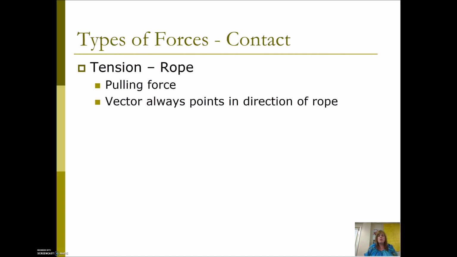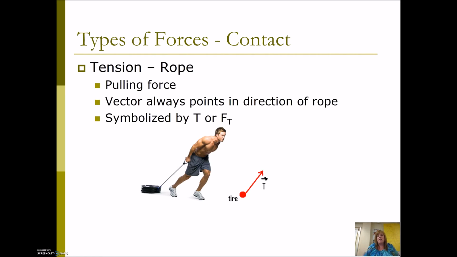The symbol we use for tension, you can use a capital T, you can use an F sub T. I usually use F sub T, but the vector always points in the direction of the rope. So when I pull up on this container, the vector points up along the rope, so up in this case. With this guy pulling on this stack of weights, which I call the tire, but it really looks like a stack of weights, the force on the stack of weights is away from it along the rope.